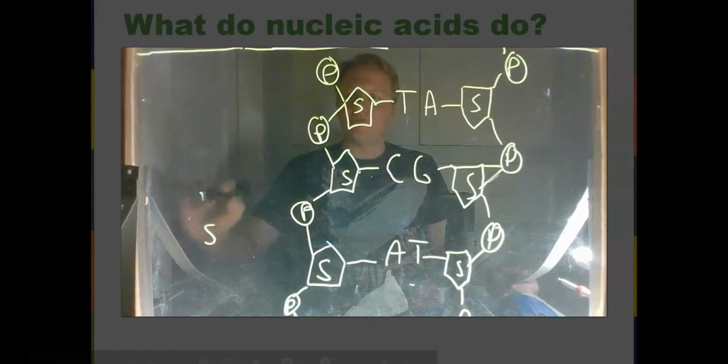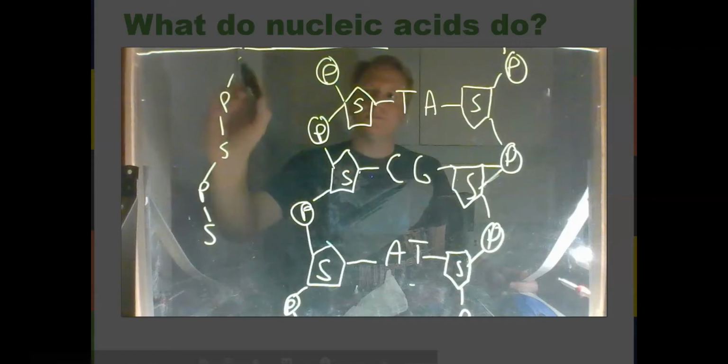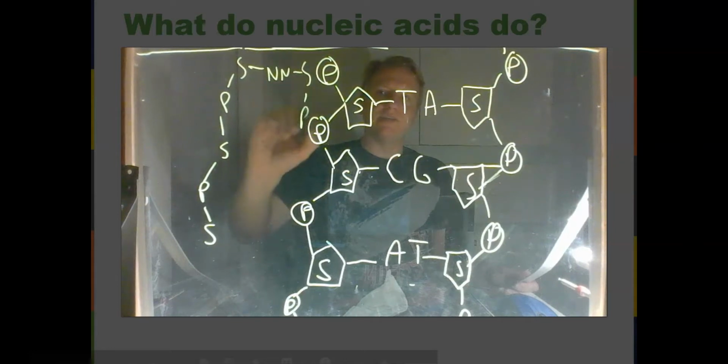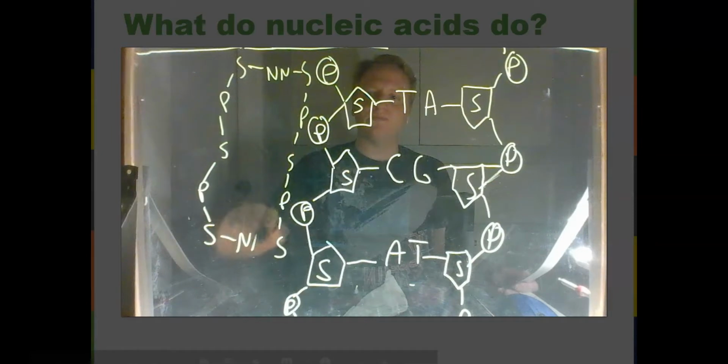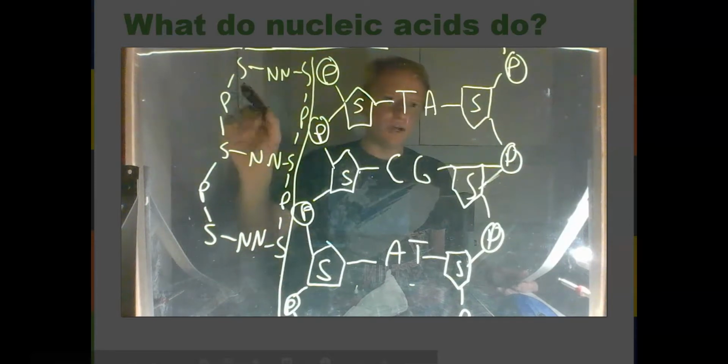So if you wanted, you could just draw something like this. You could just say sugar, phosphate, sugar, phosphate. And then these are attached to a nitrogenous base, which is attached on the other side to a sugar, phosphate, sugar, phosphate. This is acceptable. Sorry, it's a little messy. This drawing over here is fine.